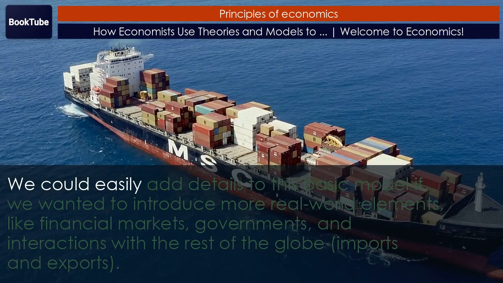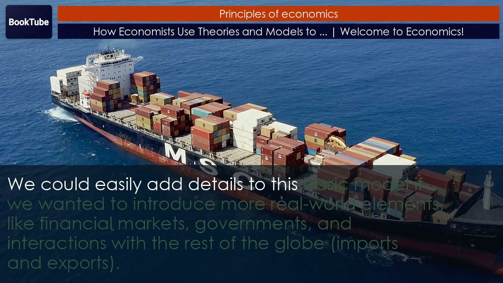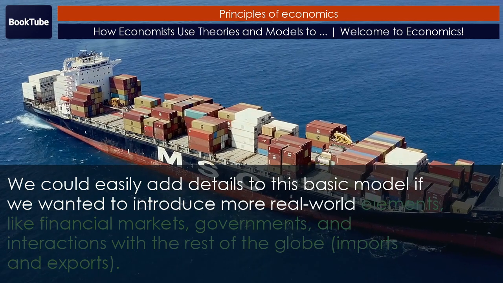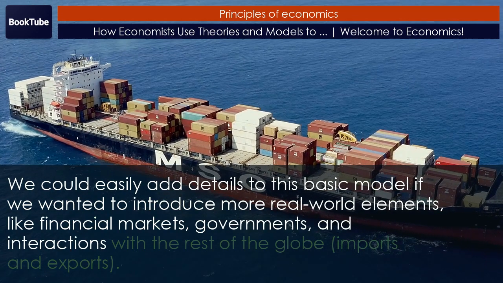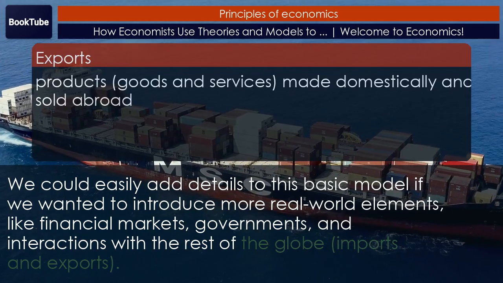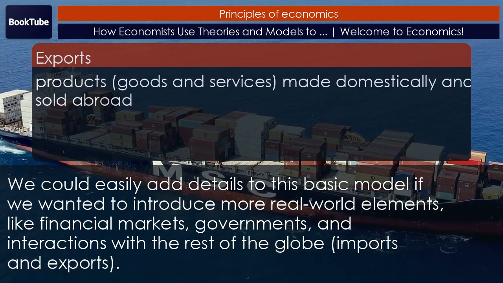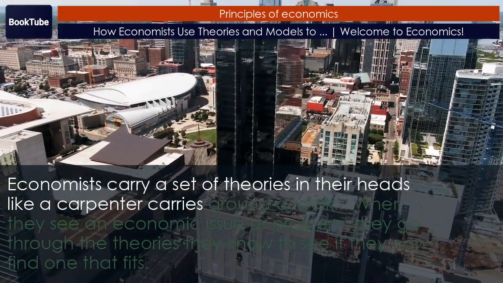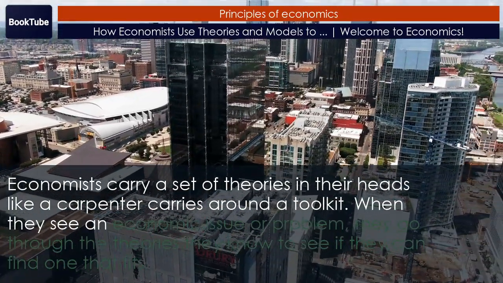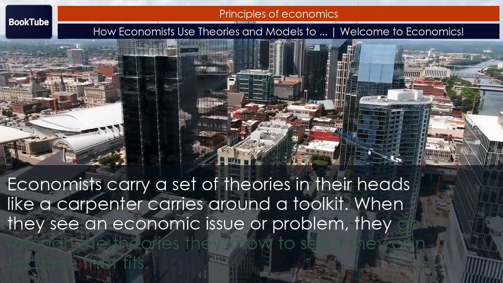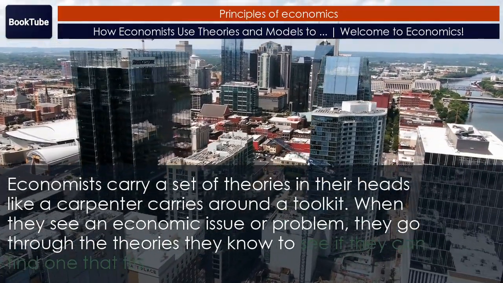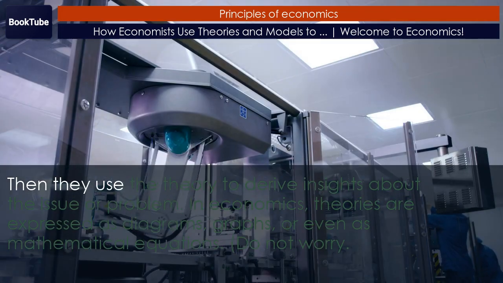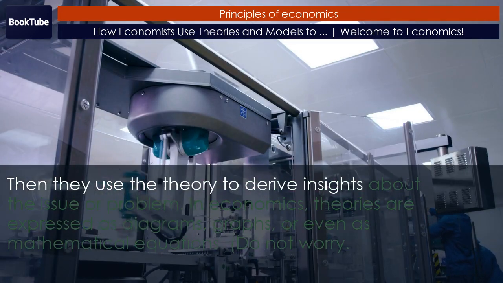We could easily add details to this basic model if we wanted to introduce more real-world elements, like financial markets, governments, and interactions with the rest of the globe, imports and exports. Economists carry a set of theories in their heads like a carpenter carries around a toolkit. When they see an economic issue or problem, they go through the theories they know to see if they can find one that fits. Then they use the theory to derive insights about the issue or problem.